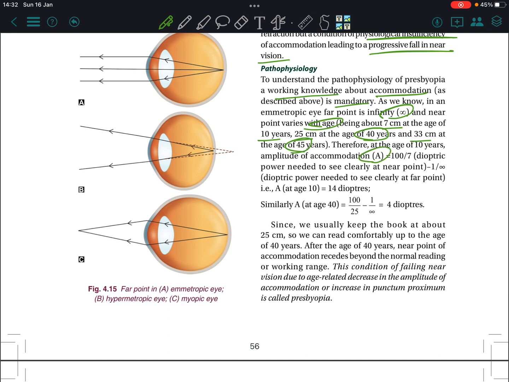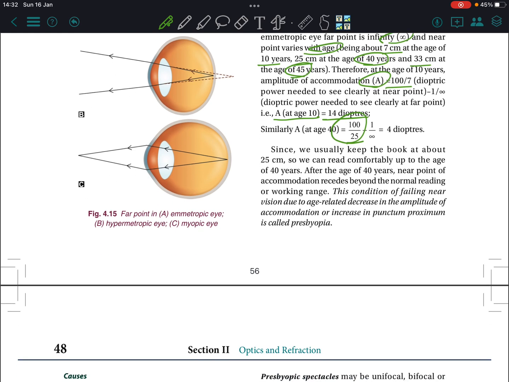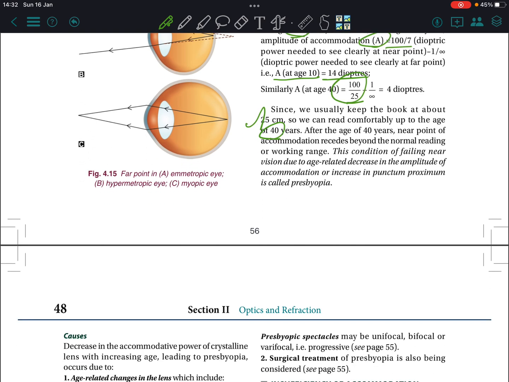Therefore, at the age of 10 years, amplitude of accommodation A is 100 by 7 minus 1 by infinity, that is, A at age 10 is 14 diopters. Similarly, A at 40 years is 100 by 25 minus 1 by infinity, which equals 4 diopters. Since we usually keep the book at about 25 centimeters, we can read comfortably up to age 40 years. After the age of 40 years, the near point of accommodation recedes beyond the normal reading or working range.